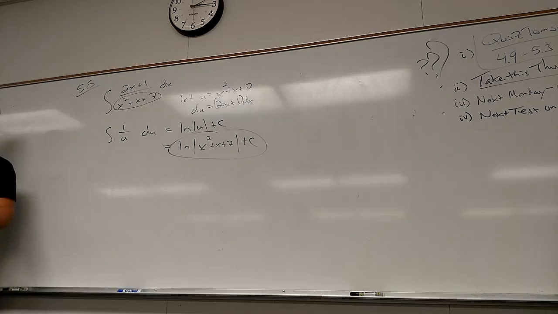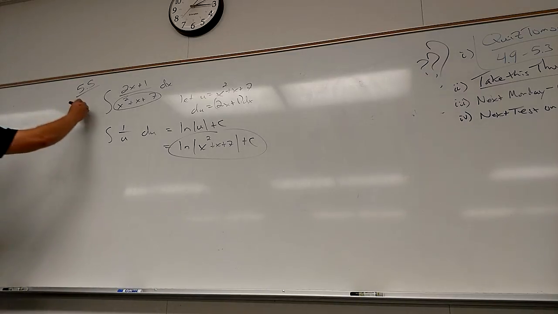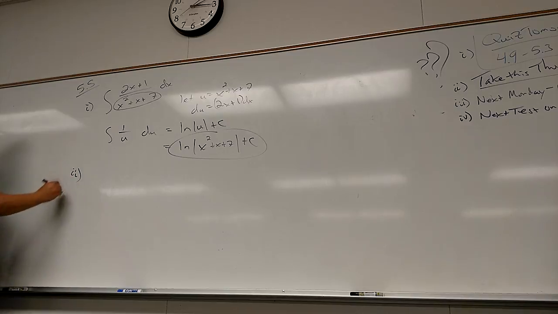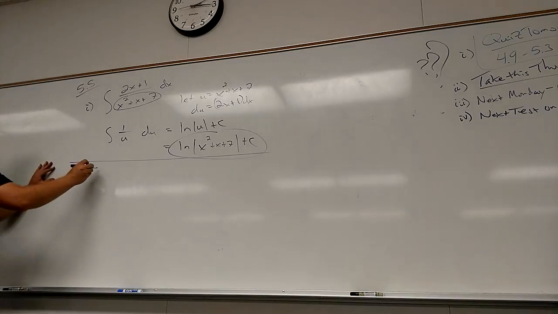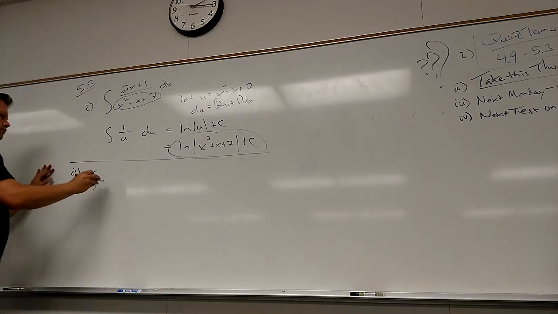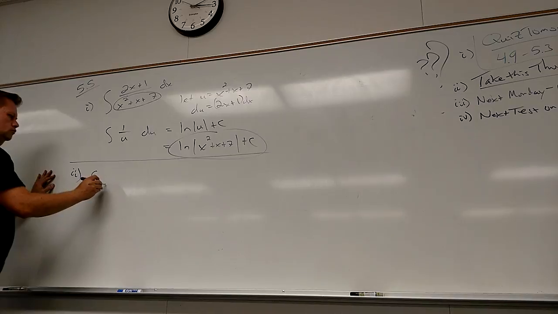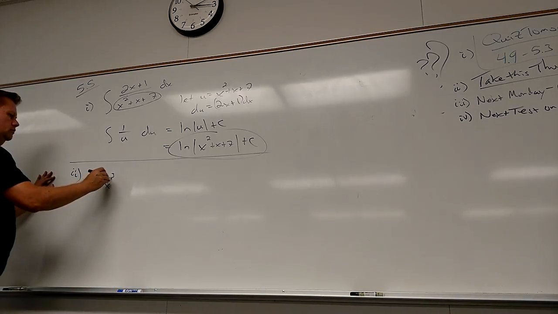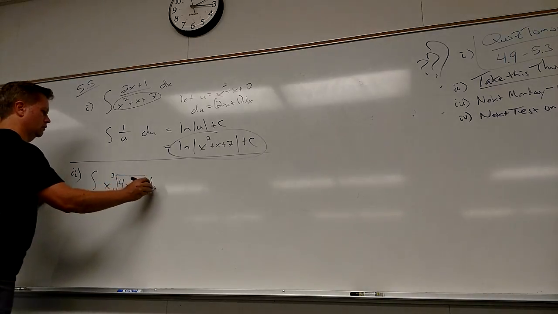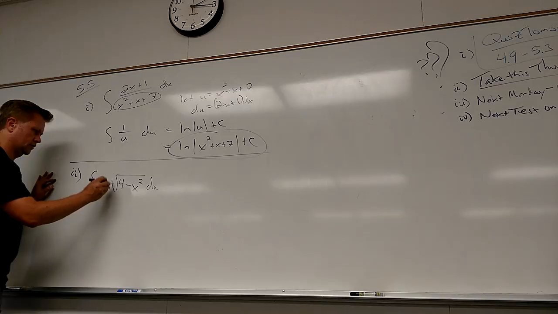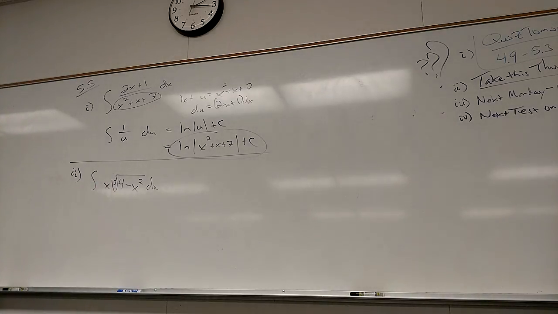All right, let's try some more. That's a little more freaky. So what if I had this here? Make sure you really see what this is. Right. So it's x times the cube root of (4 minus x squared) dx.